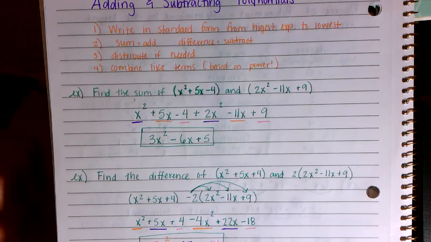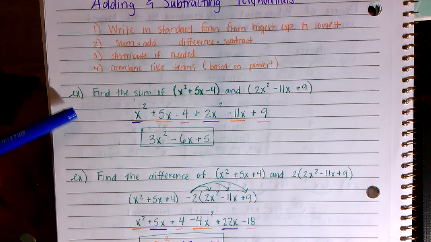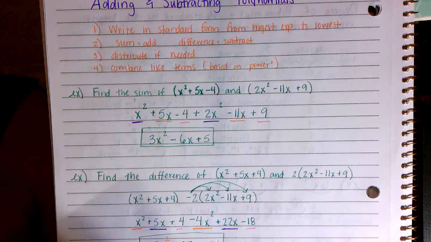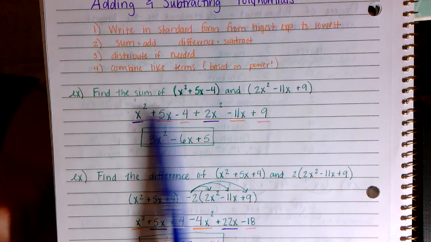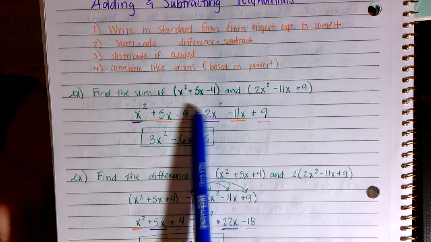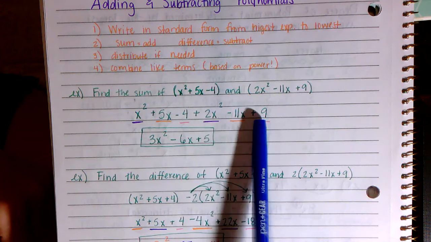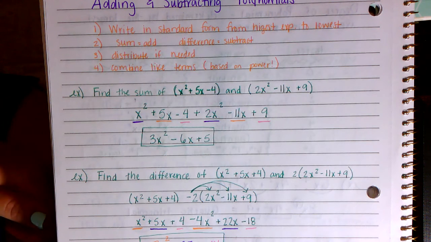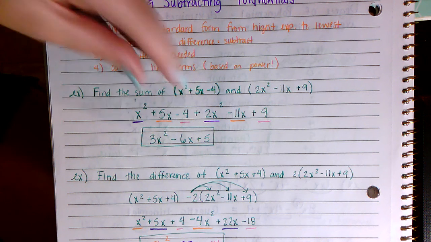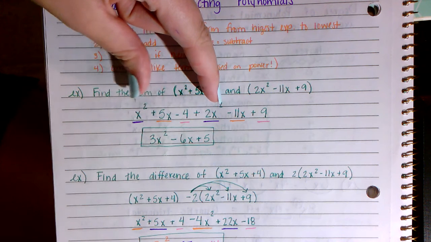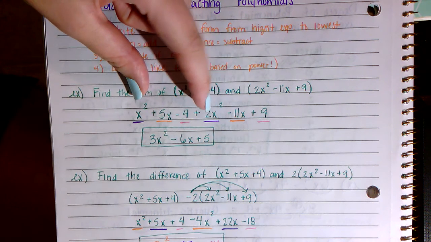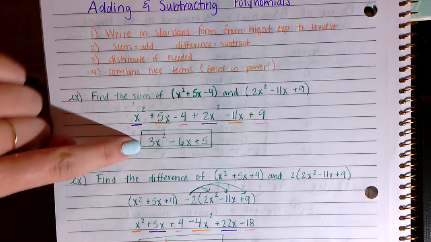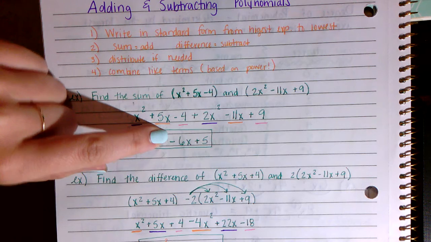So I've written three examples. The first example, it says to find the sum of. So I know that we're going to be adding. So when I wrote it down here, I wrote this polynomial right here, and I added the second polynomial right here. So I have this entire polynomial written out, and now I'm just going to start simplifying. So I look at my highest power of 2. So I have 1x to the second power, and then I have 2x to the second power. So if I combine 1 and 2, it's 3. So we have 3x to the second, because we're adding.